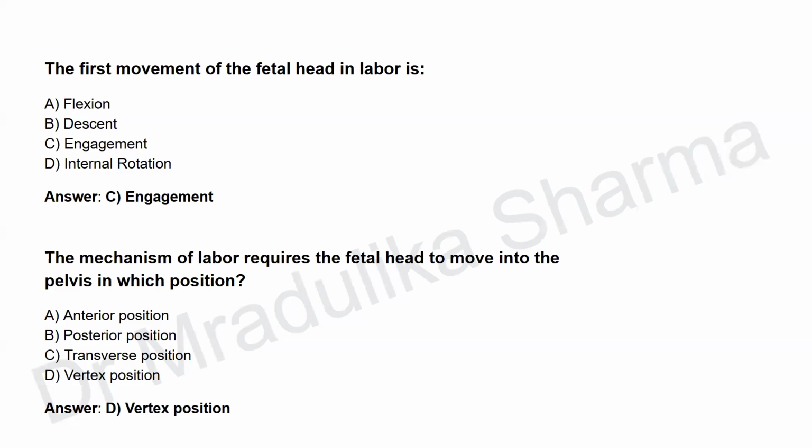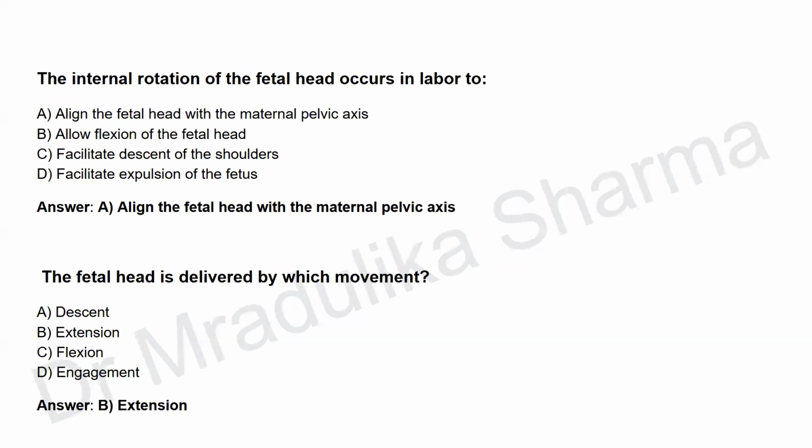In the vertex position only we can have the normal labor. In the breech and the transverse, we don't have the labor as such. Then, the internal rotation of the fetal head occurs in labor to align the fetal head with the maternal pelvic axis. It can't be flexion of the head, because flexion of the head is due to the pressure of the uterine forces, and descent of the shoulder is again pressure, and you can say the gravity that acts in this. So the most appropriate answer is to align the fetal head with the maternal pelvic axis. Then, the fetal head is delivered by which movement? It's extension.